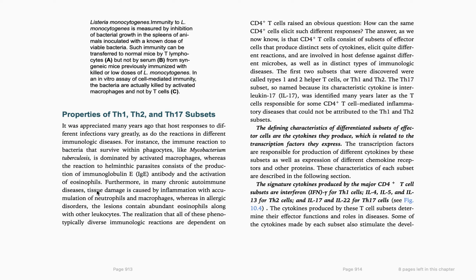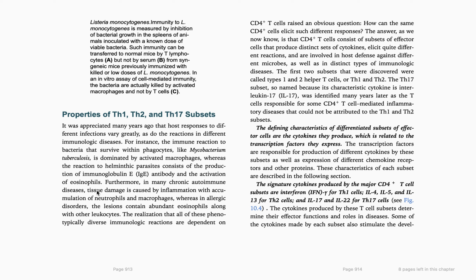The defining characteristics of differentiated subsets of effector cells are the cytokines they produce, which is related to the transcription factors they express. The transcription factors are responsible for production of different cytokines by these subsets, as well as expression of different chemokine receptors and other proteins. These characteristics of each subset are described in the following sections.